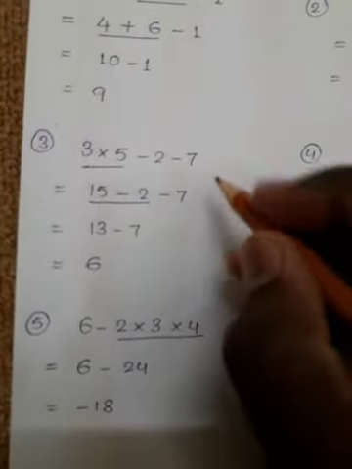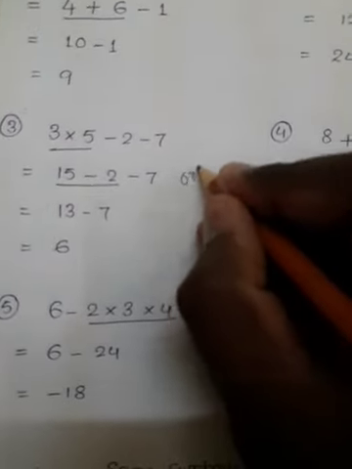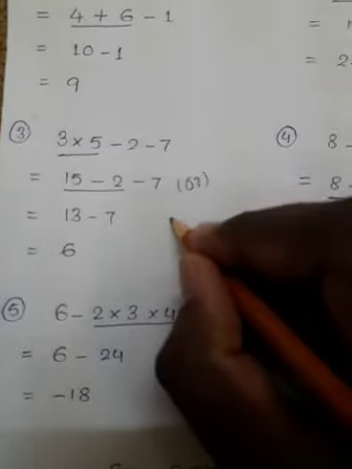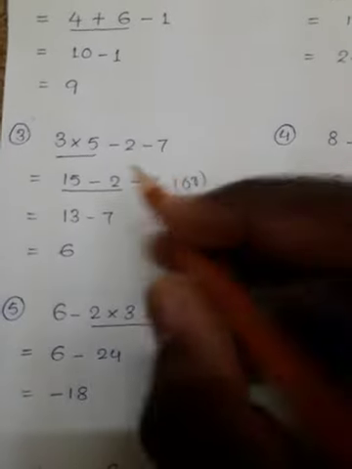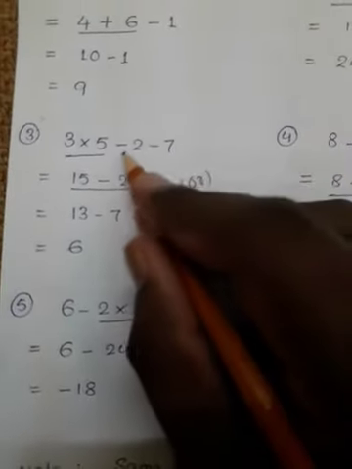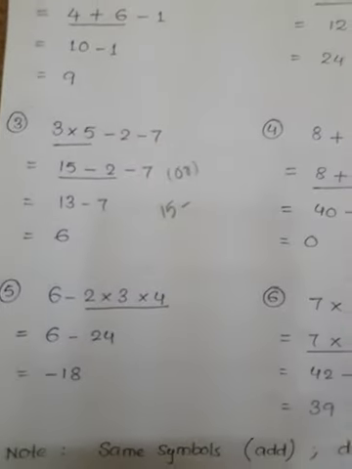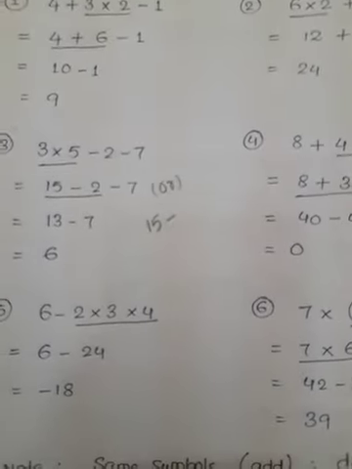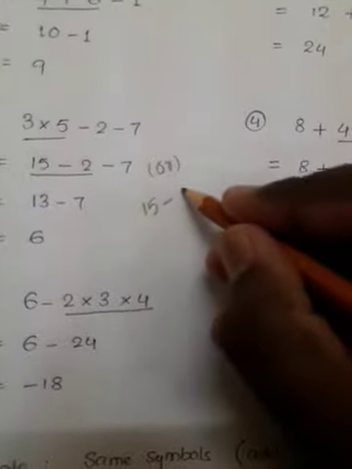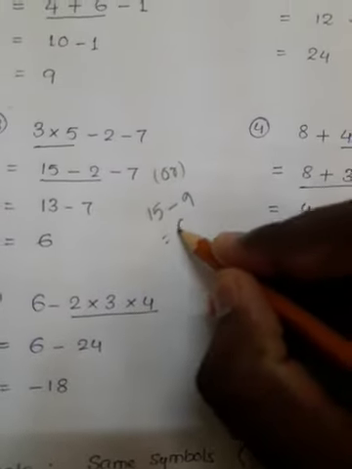Or you can use another method here. 3 5s are 15, right? Here minus 2 minus 7. In one class I said that if they are the same symbols, you have to add. So minus 2 minus 7 how much? Minus 9. So 15 minus 9 how much? 6. You get the same answer. Okay. Now question number 4.